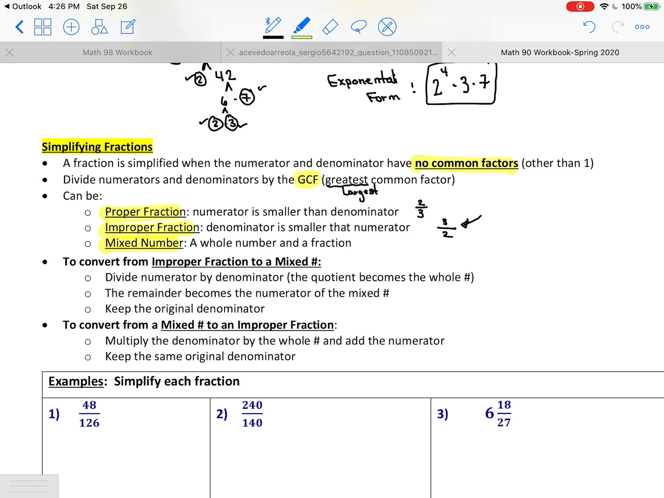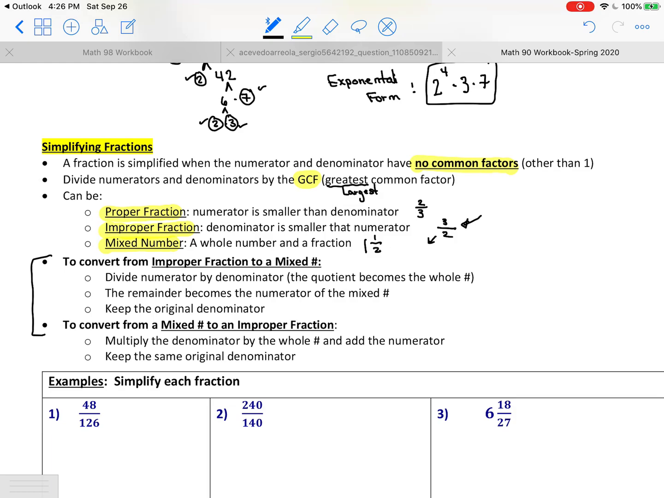So a mixed number, of course, is a whole number and a fraction. So if we went ahead and converted this to a mixed number, we would say, okay, 2 goes into 3 one time. I have 1 left over. And so I would write it as 1 1/2. 1 1/2 is exactly the same as 3/2.